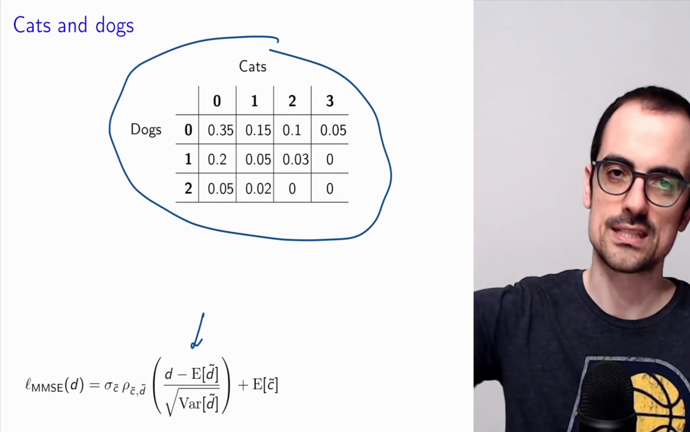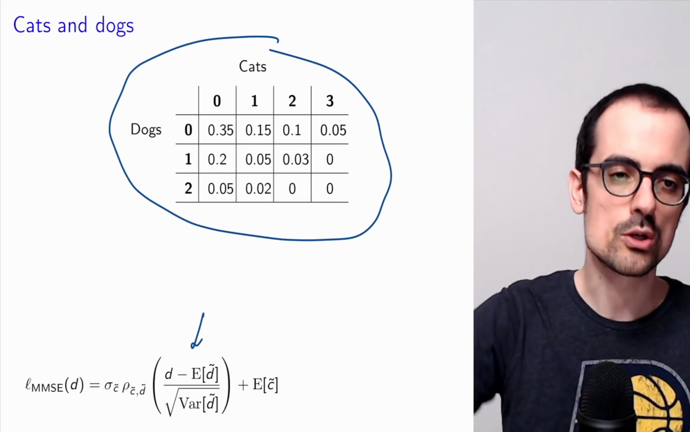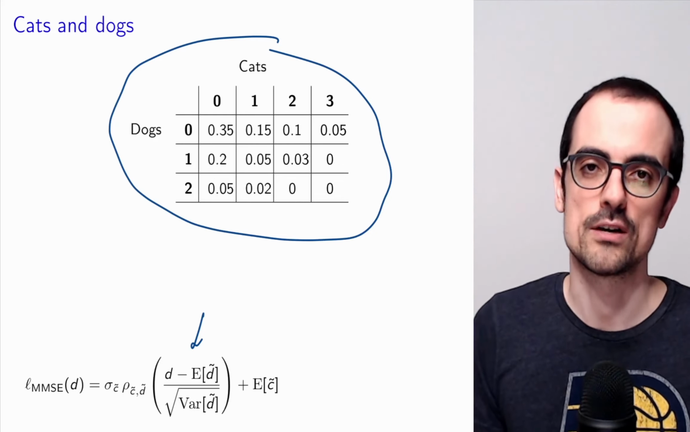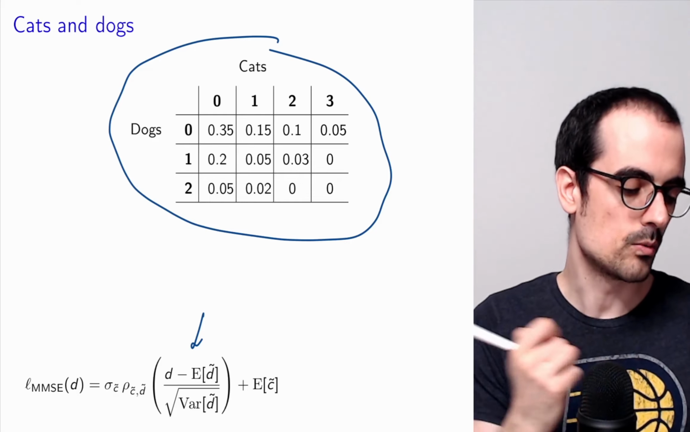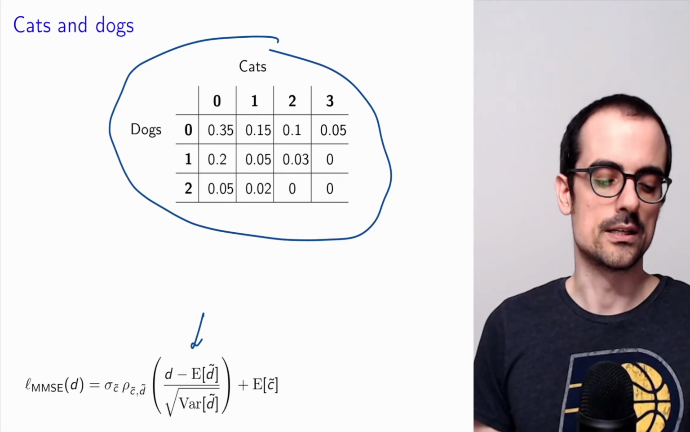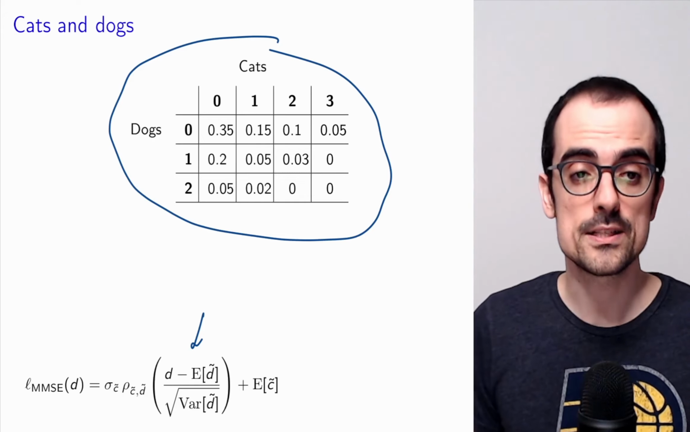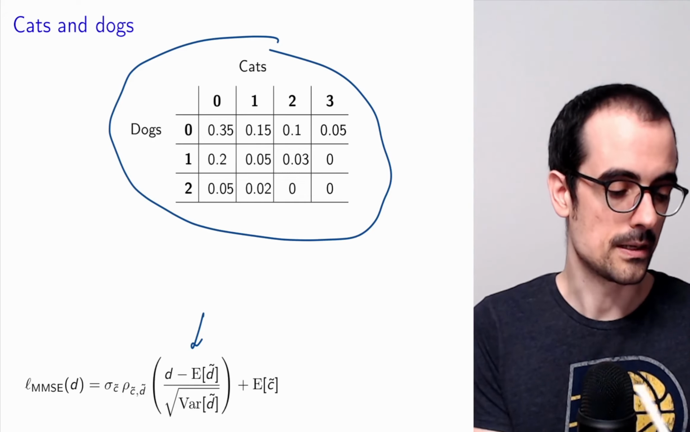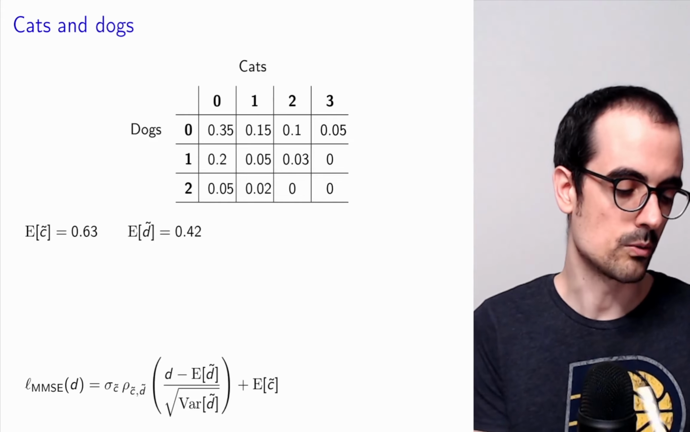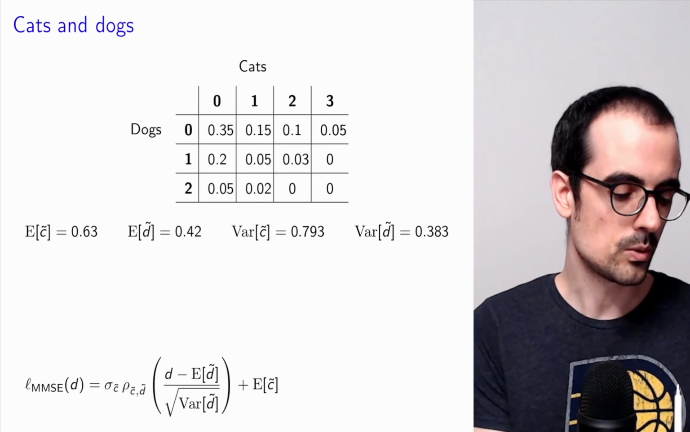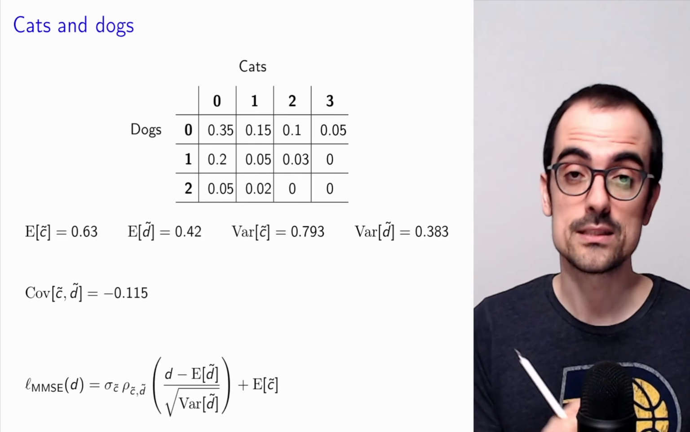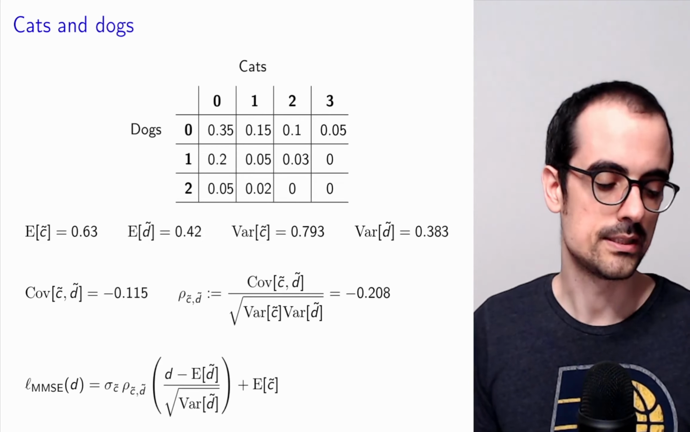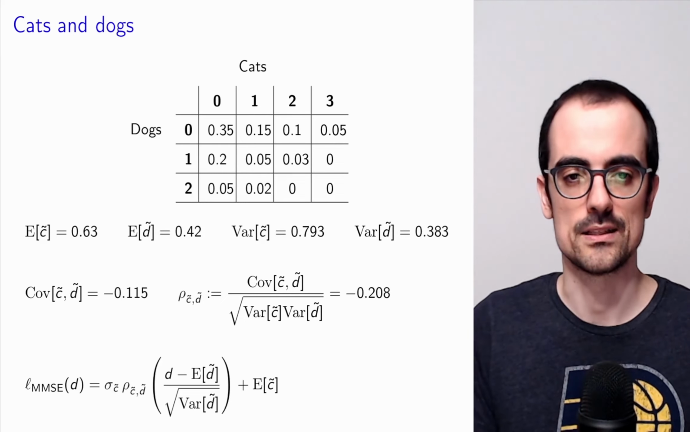So if someone tells us, oh, in this house there are 2 dogs, we're going to come up with the optimal linear estimator of the number of cats. So we just need all of these values here. We need the correlation coefficient, the means, and the variances. We computed this in a previous video. The means were equal to this. The variances were equal to that. The covariance is negative. They're negatively correlated. And from the covariance, we can compute the correlation coefficient by dividing by the standard deviations.